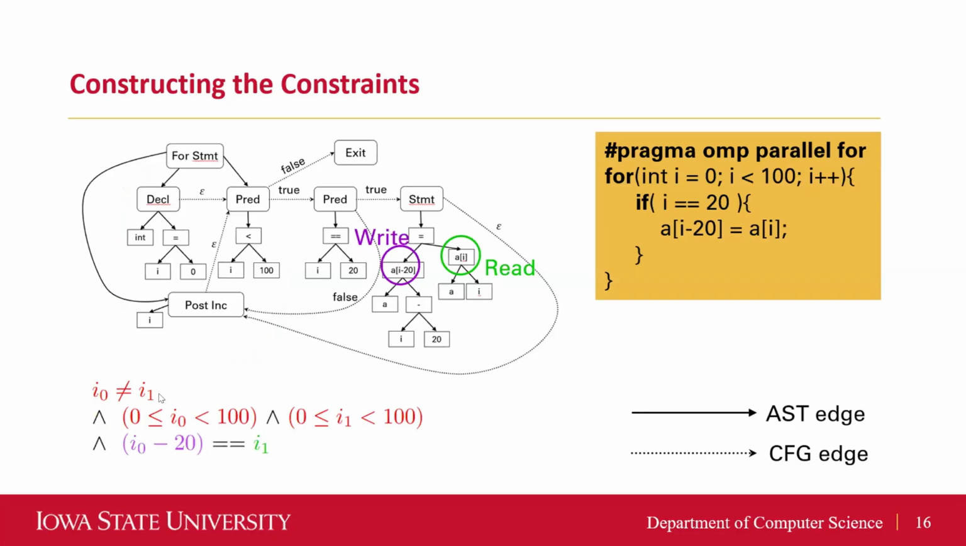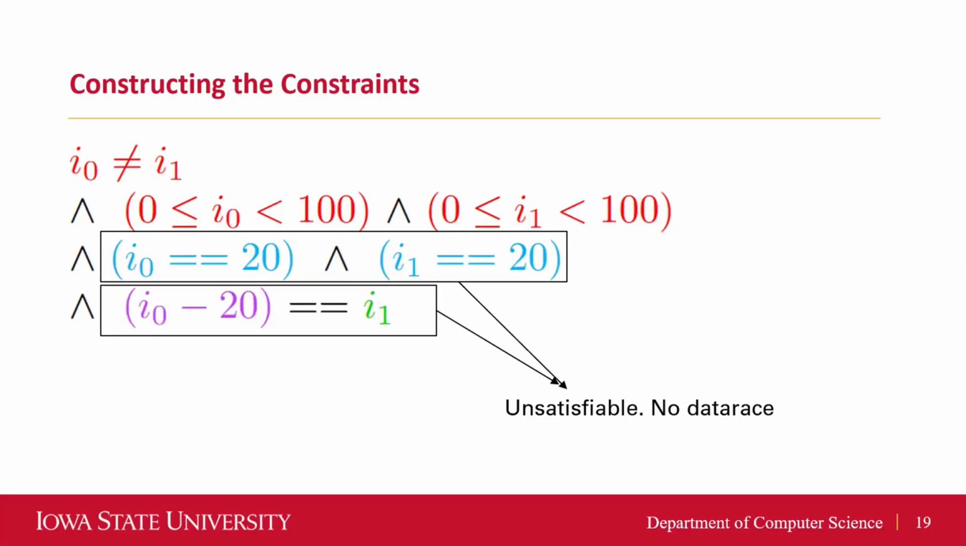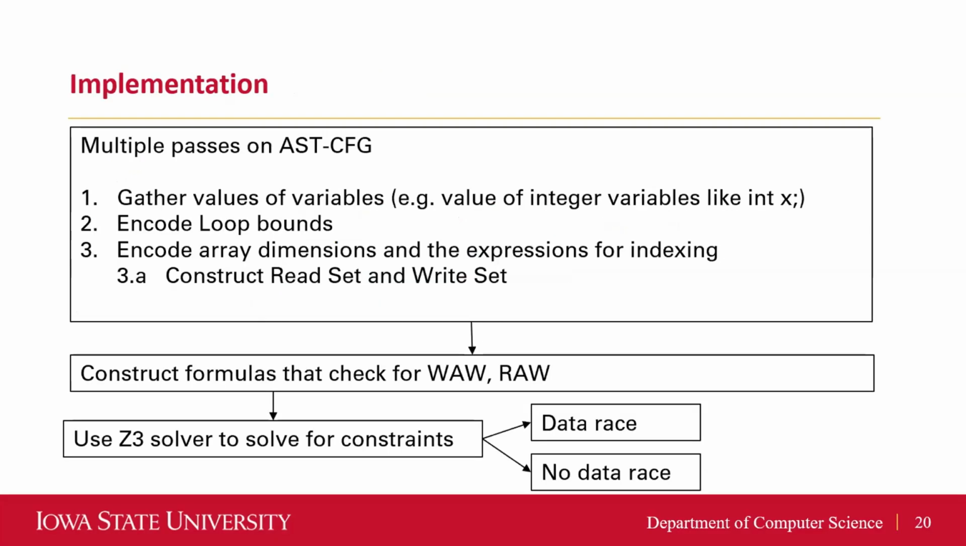Like I mentioned last time, the last constraint is checking whether the index of the write can match the index of the read. And obviously there's an if statement there, which is the condition for the read and write to happen. So we put that into the overall constraint as well. And we send this to the constraint solver, and the constraint solver will realize that once I0 and I1's values are fixed to be 20, this solution cannot be satisfied, and no data race is reported.